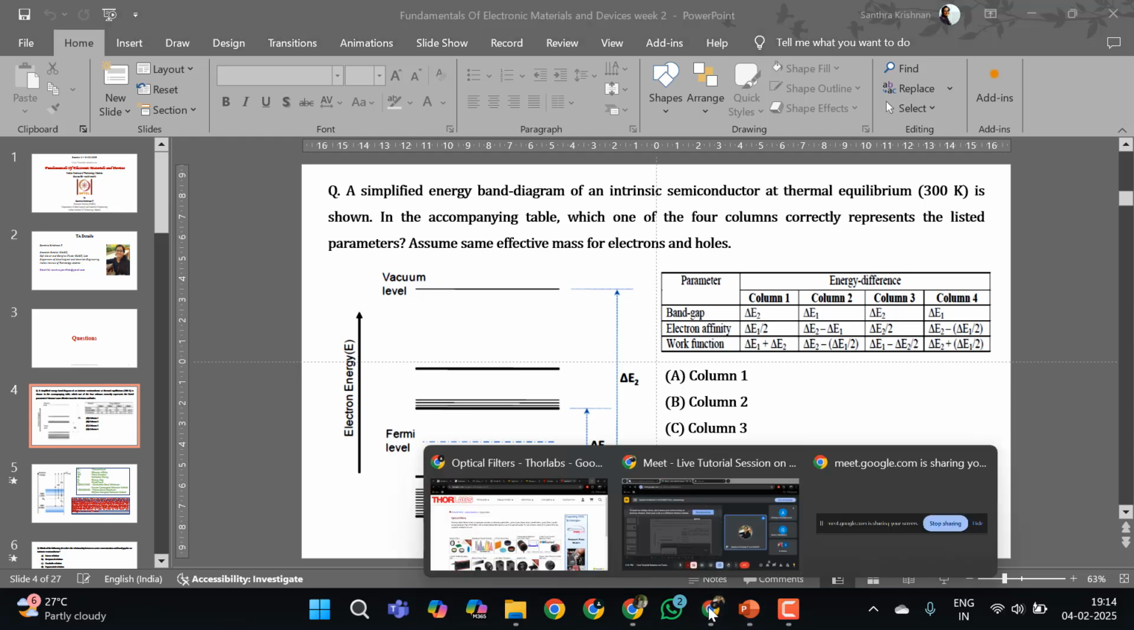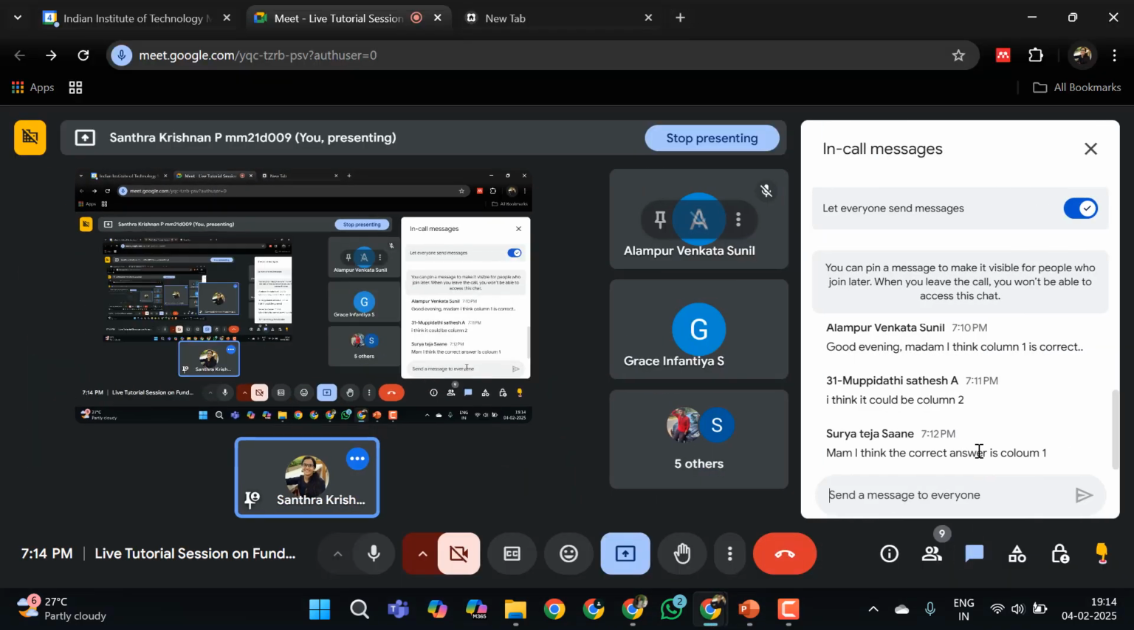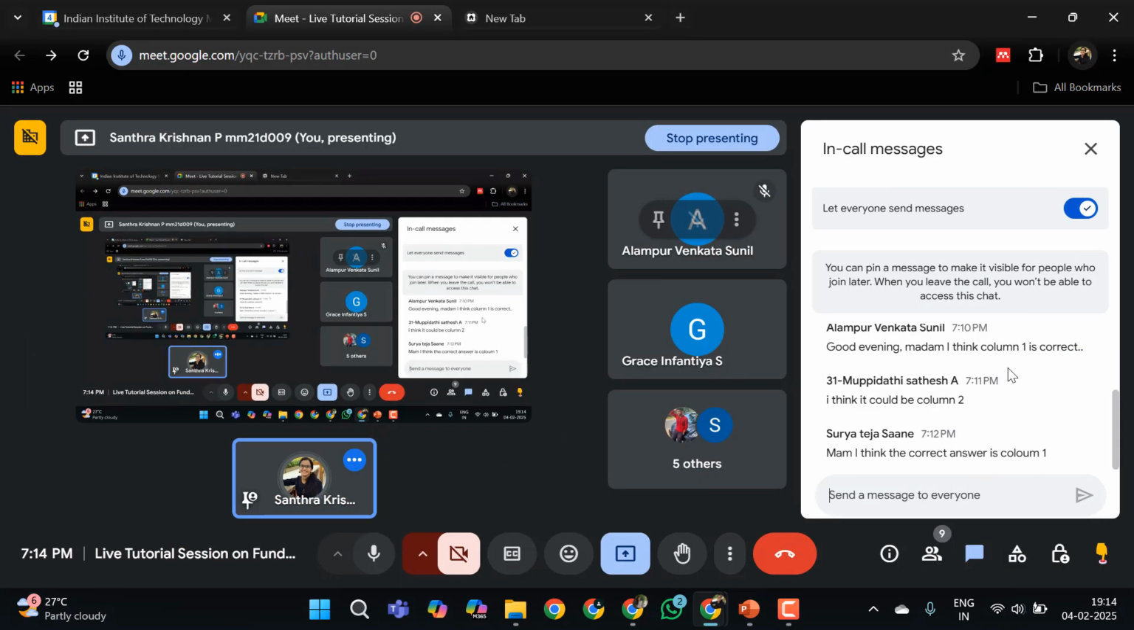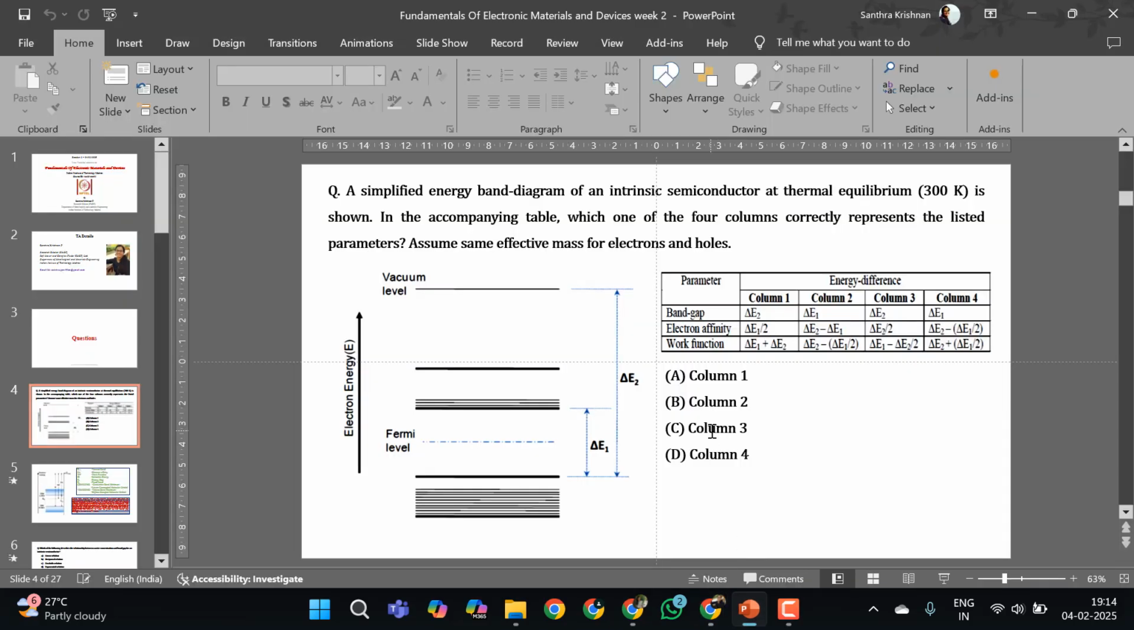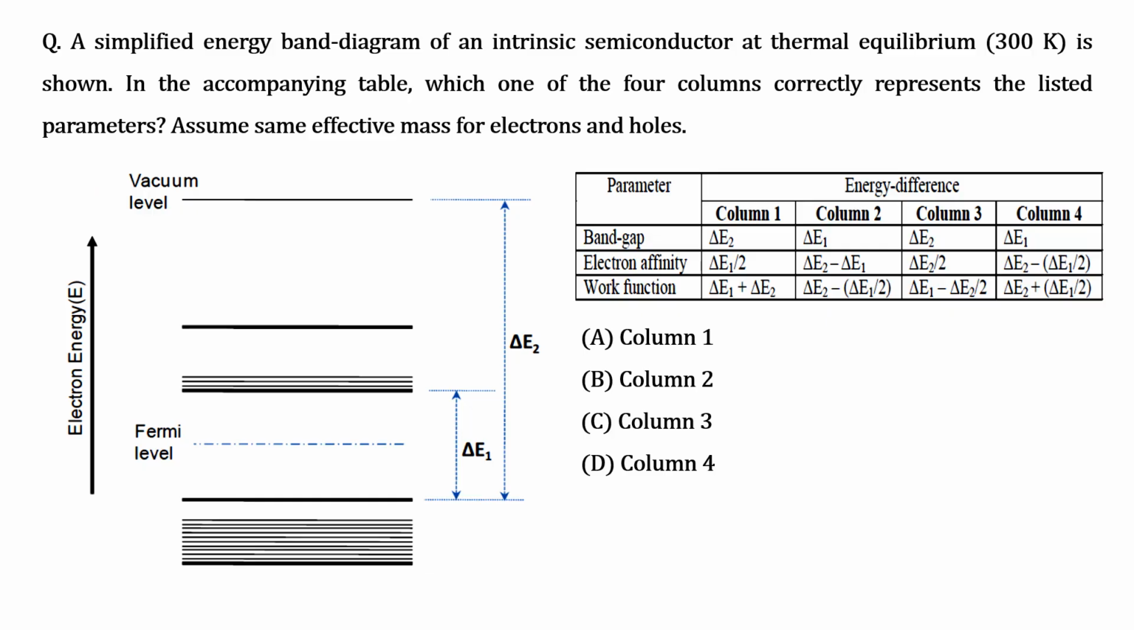Yeah, so I think it's okay. Again, one person has mentioned it could be column 1. So we are fluctuating between column 1 and column 2. So let us move on to the answer. But before we move on, can anybody unmute and tell me what is meant by the band gap?